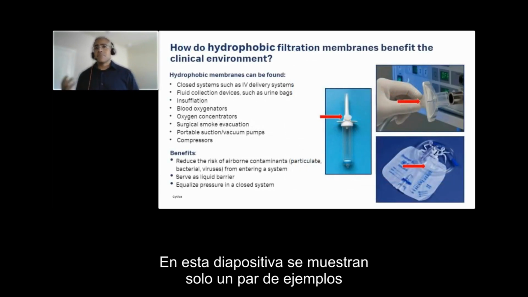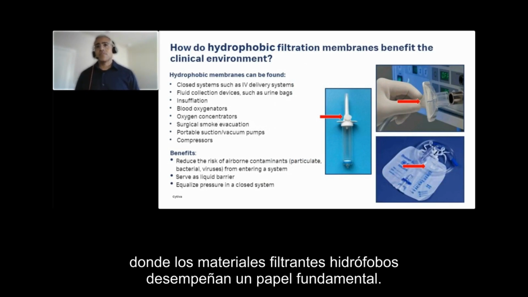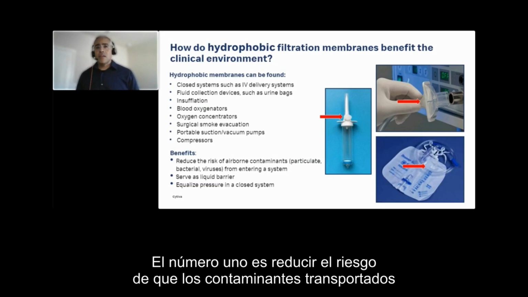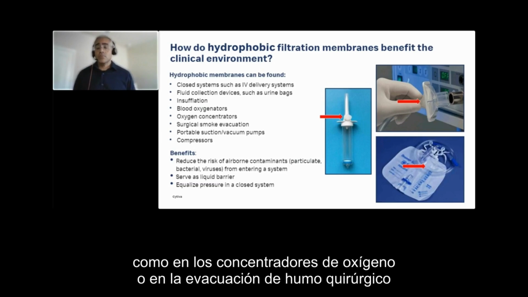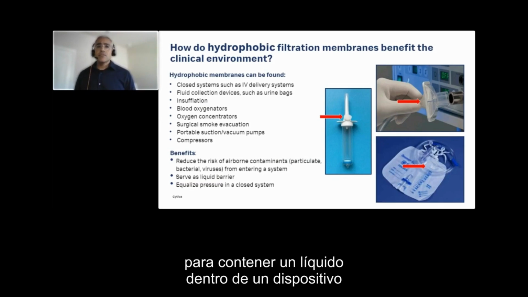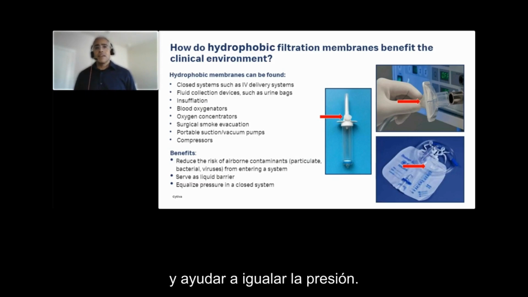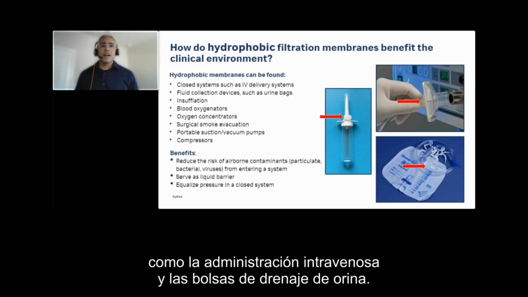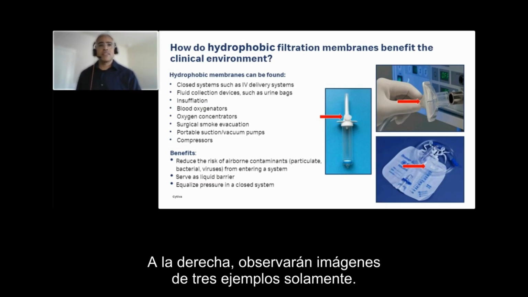On this slide are just a couple examples where hydrophobic filter materials play a critical role. In essence, their role is actually threefold. Number one is reduce the risk of airborne contaminants from entering or exiting a closed system, such as in oxygen concentrators or surgical smoke evacuation used in laparoscopic procedures. They can act as a liquid barrier to contain a liquid within a device or prevent liquid from damaging sensitive electrical components, and help equalize pressure, allowing effective drainage of a fluid in a closed system, such as IV delivery and urine drain bags. Over to the right, we provide just pictures of three examples.